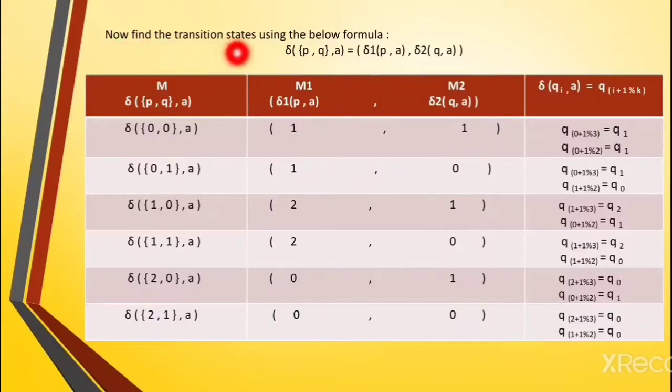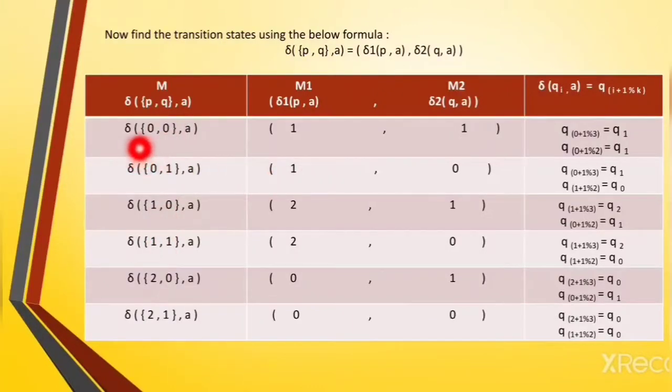Now we have to find the transition state using the formula delta of (p, q) comma a, which equals delta 1 of p comma a and delta 2 of q comma a. To find delta 1 of p comma a, we use the formula delta of qi comma a equals q of (i plus 1) mod k. This formula is with respect to the string length mod k problem. Previously we obtained the required set of states, 0,0; 0,1; 1,0; 1,1; 2,0; 2,1, and here we make use of those states.